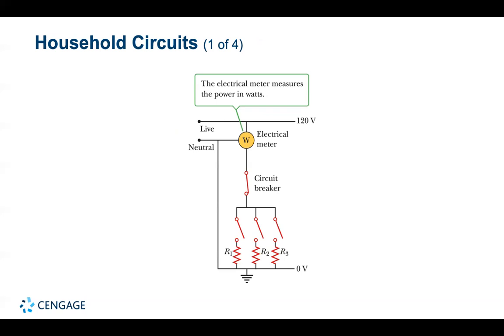Actually, the currents and voltages are alternating currents and voltages, but for our discussion right now, we'll just assume they are direct currents and voltages, and we'll get to that in a couple of chapters. One of the wires is connected to ground, and the other wire, sometimes called the hot wire, is at a potential of 120 volts. A meter and a circuit breaker are connected in series with the wire entering the house, as indicated in the figure.